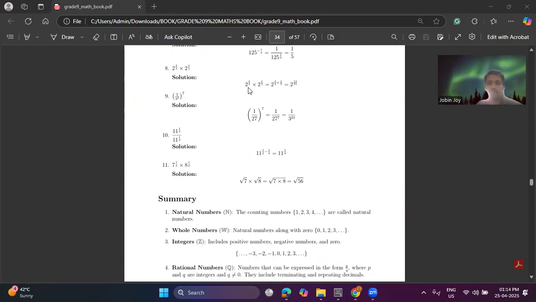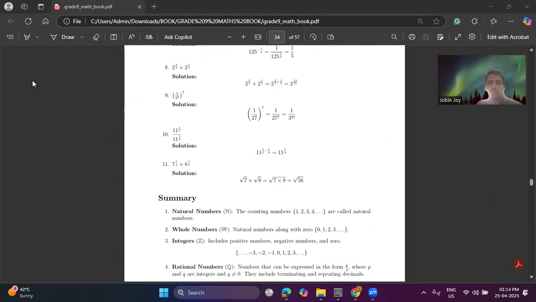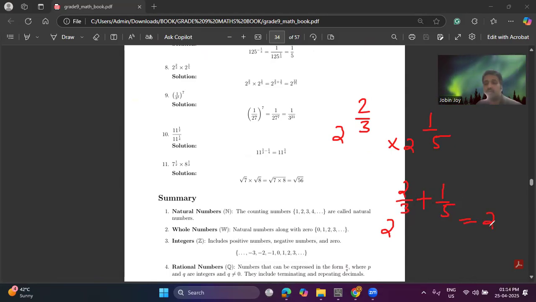Then next is 2 raised to 2 by 3 into 2 raised to 1 by 5. This will be a raised to m into a raised to n, so that is 2 raised to 2 by 3 plus 1 by 5. This will be 2 raised to, the denominator 15: 5 into 2 is 10, plus 3 into 1 is 3. So 10 plus 3 is 13. The answer is 2 raised to 13 by 15.